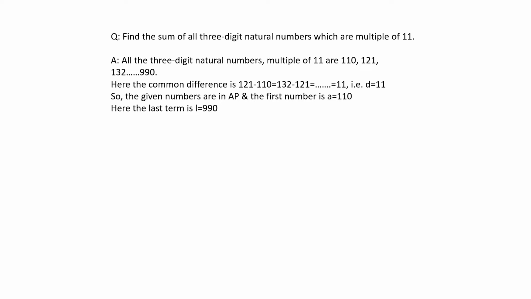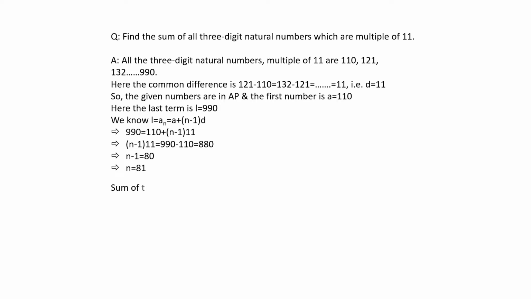Here the last term can be written as L, and here L is 990. We know L equals to an, or it can be written as a plus n minus 1 whole into d. So we can write it as 990 equals to 110 plus n minus 1 whole into 11. Or on simplifying, we get n minus 1 whole into 11 equals to 880, or n minus 1 equals to 80. Or this implies n equals to 81. That means the total number of three-digit natural numbers which are multiples of 11 is 81.